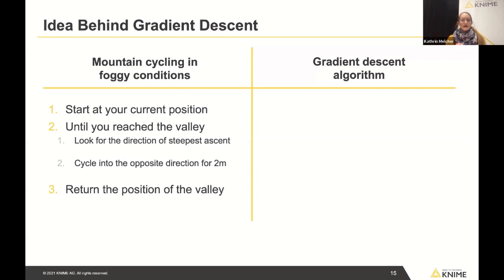And then I do the same thing again. I look again for the direction of the steepest ascent, and I cycle into the opposite direction for 2 meters. I continue doing so until I reach the valley. And once I'm in the valley, I can return the position of the valley.